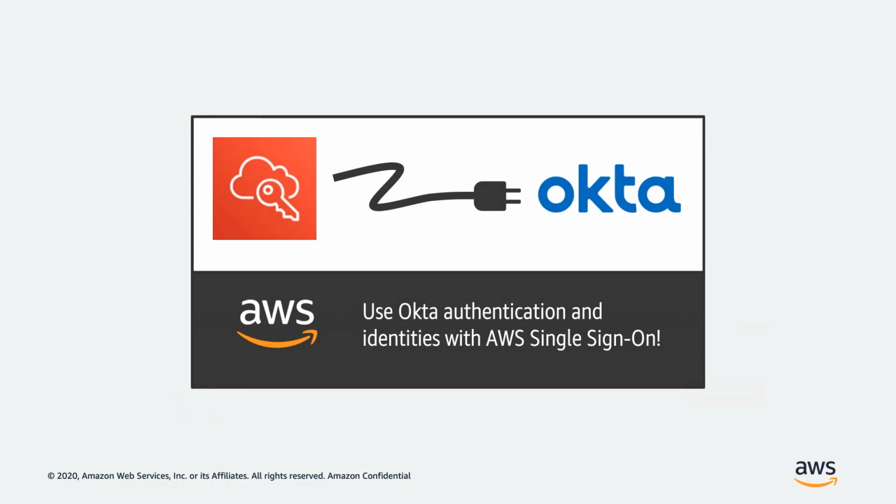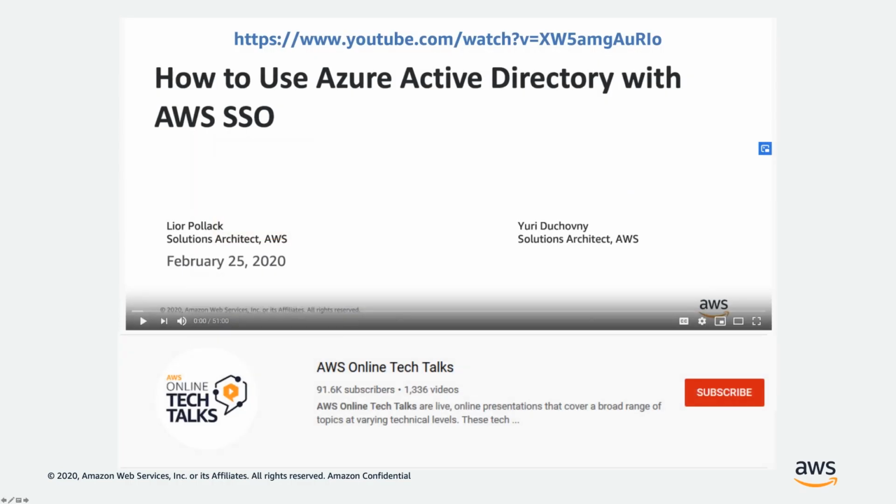Let's get started. Yuri, back in February, you did an AWS online tech talk on how to use Azure Active Directory with AWS SSO. Yes, we showed people how to connect Azure AD to AWS SSO and use permission sets to simplify access assigned to roles across all accounts in your AWS organizations. Using Azure AD as an example of an identity source, we walked through how to configure permission sets and assign access to users and groups in multiple accounts.